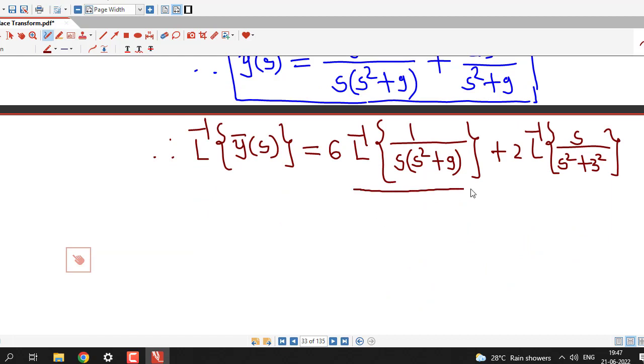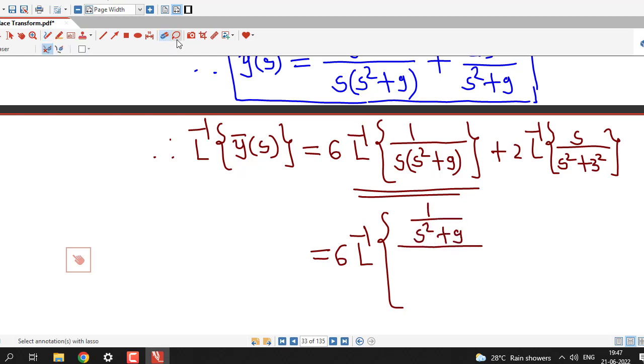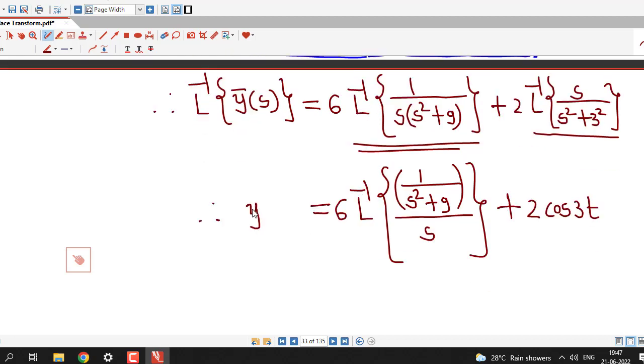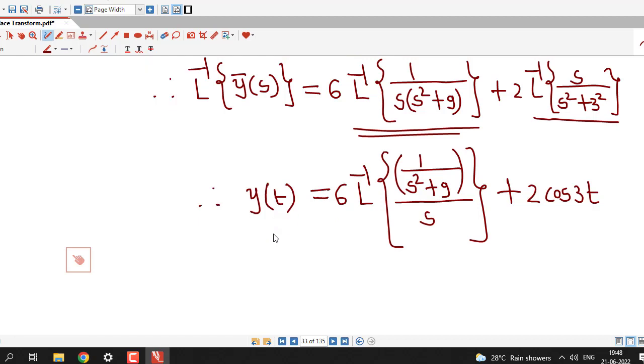To obtain the inverse Laplace transform of this, we can apply the formula for division by s. For that we write this as 1 divided by s square plus 9, divided by s. Let me write properly. I will keep s in the division, and here I put 1 divided by s square plus 9, so that we can apply that formula. Then plus 2 times the inverse Laplace transform of s over s square plus 3 square, which is cos 3t. And the left hand side is the inverse Laplace transform of y bar s, which is y of t.